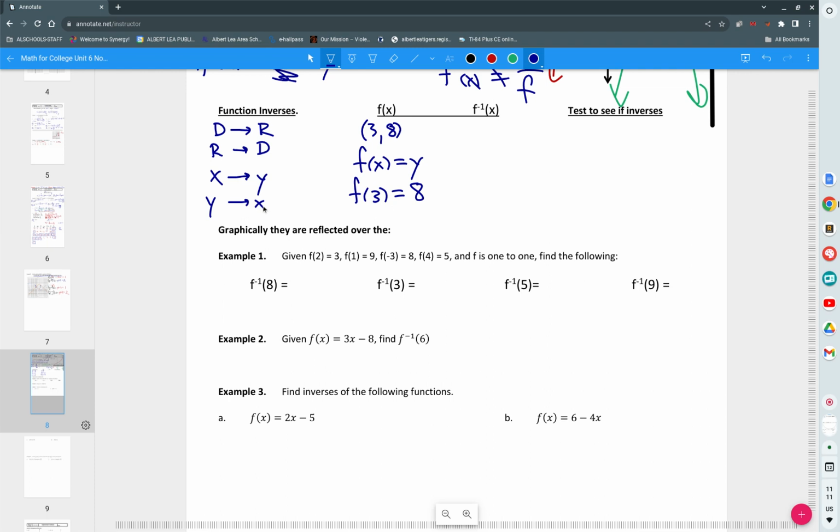Everybody good with that? So when you do f inverse of something, say I do f inverse of 8, what that means is this is the y value, and it produces an x value. So instead of saying if you plug in 8, what's the output, the idea is 8 is the output. What was the input that gives you 8? 3.